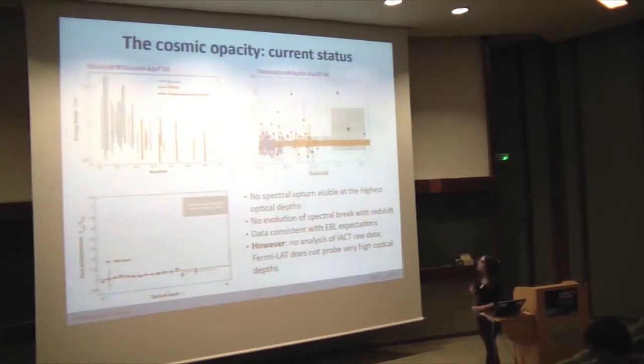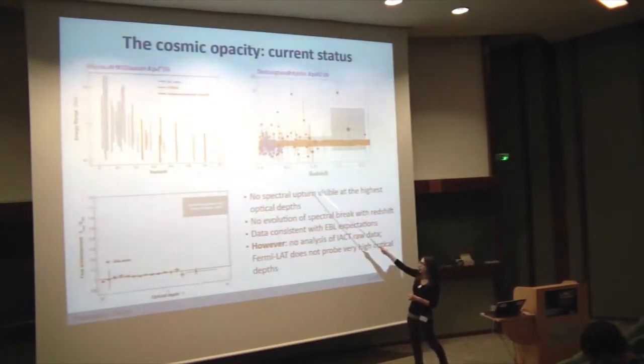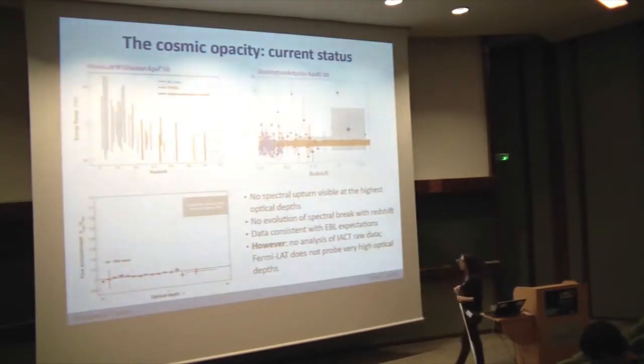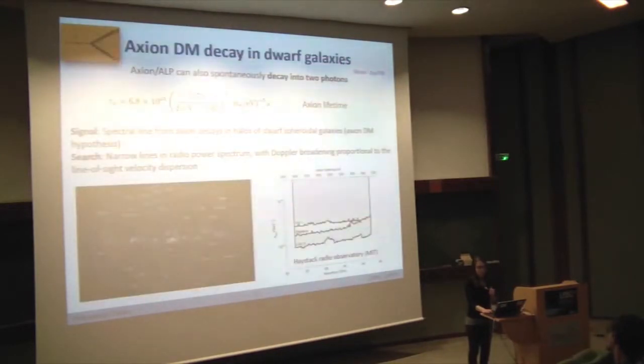I will just finish maybe here to say that this cosmic opacity problem is not actually completely understood, because the latest analyses of Fermi-LAT data and high energy imaging atmospheric Cherenkov telescope data didn't find any evidence for this reduced cosmic opacity. And so the issue remains to be settled by the next generation of high energy gamma ray telescopes, in particular CTA.